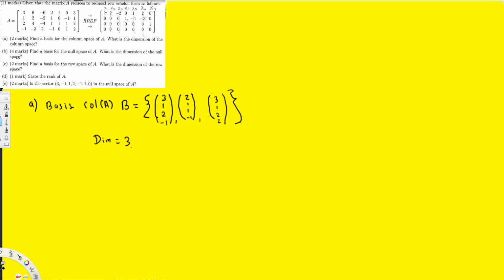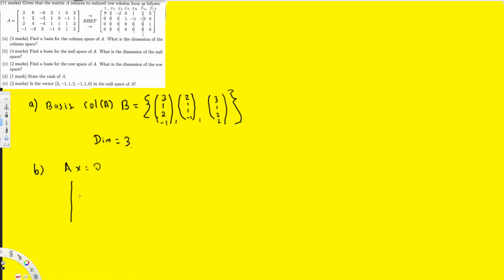And this next question is asking, find the basis for the null space of A. What is the dimension of the null space? So first, to find the null space, what we have to do is bring this Gauss-Jordan pattern and equalize it to 0. For the null space, the equation is Ax is equal to 0. Then what I have to do is bring this Gauss-Jordan pattern.